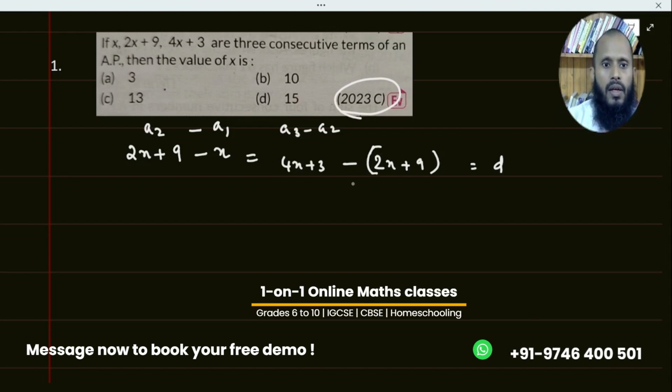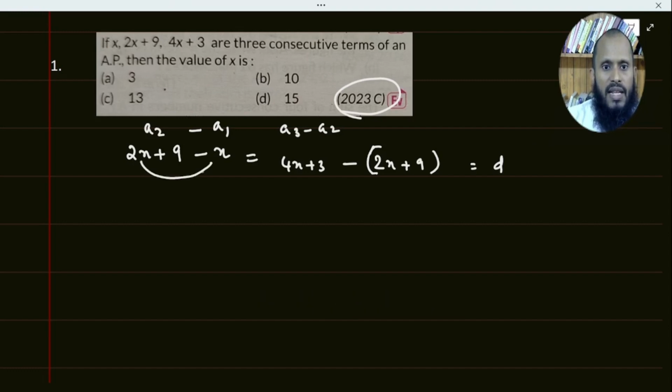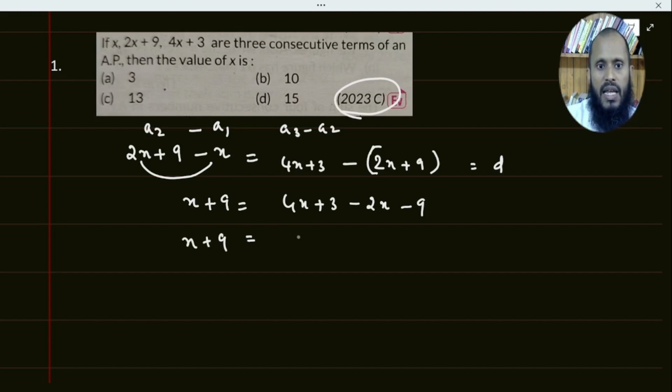Okay, right. Now I'll just try to simplify LHS and RHS. 2x and minus x will become x, plus 9 will remain like that, and here first I will try to open the bracket. This minus will make 2x minus 2x and plus 9 minus 9. Okay, now next step I'll write x plus 9 as it is. 4x minus 2x will become 2x, and 3 minus 9 will become minus 6. Now I can transpose x from LHS to RHS and minus 6 from RHS to LHS. So 9 will remain as it is.